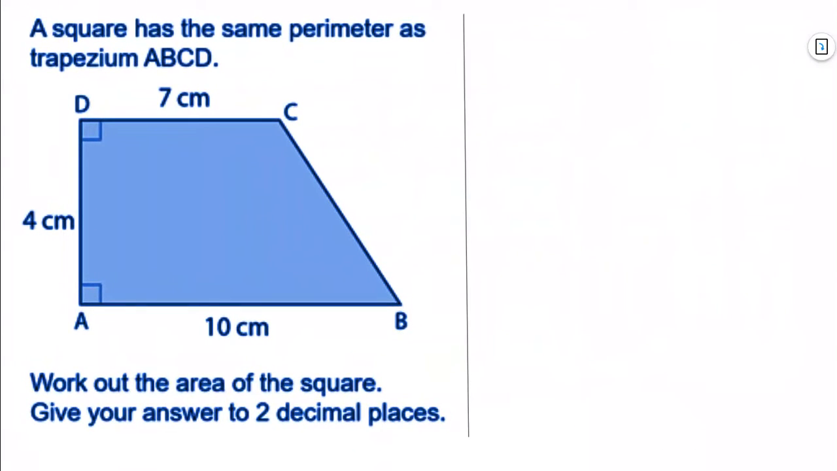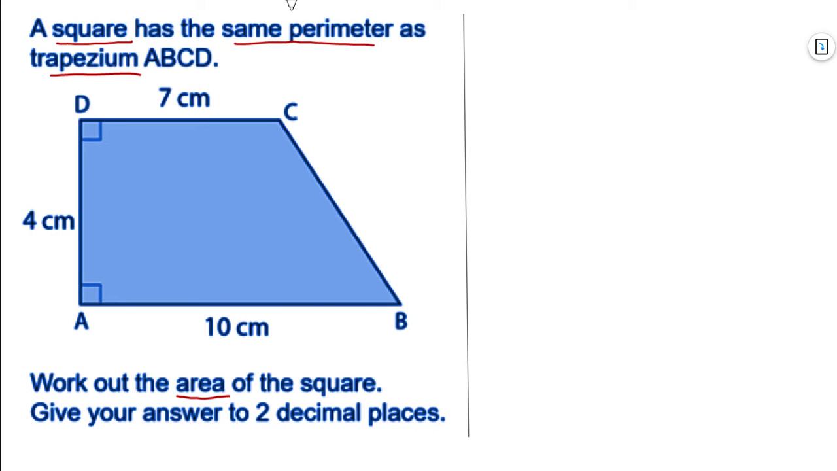Today's question is, a square has the same perimeter as the trapezium ABCD. Work out the area of the square. This is rather a complicated question because it has a bunch of little questions inside it. For example, the first part says a square has the same perimeter as the trapezium. And the second part of the question is work out the area.